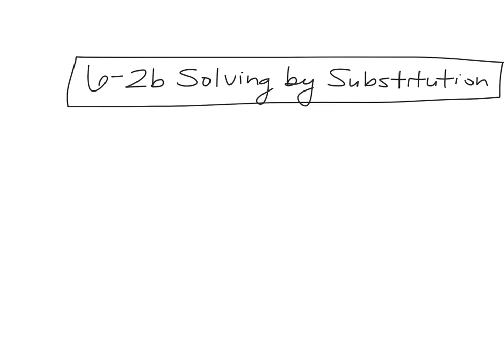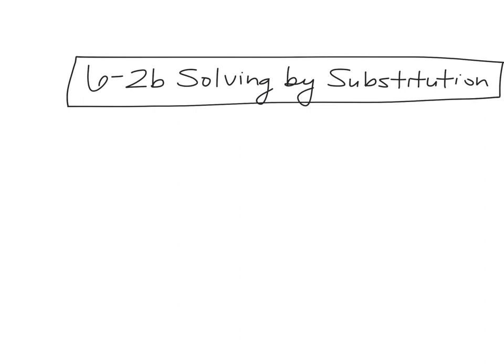6-2b, still solving with substitution, okay? Yesterday we said when you solve these problems, your answer is a point. So you get an x and a y. That is true most of the time, but there are times where your answer, just like when we graphed, what were the other two possible answers? If the lines were parallel, what was your answer? No solution, right? If the lines were exactly the same, it was infinitely many, okay?